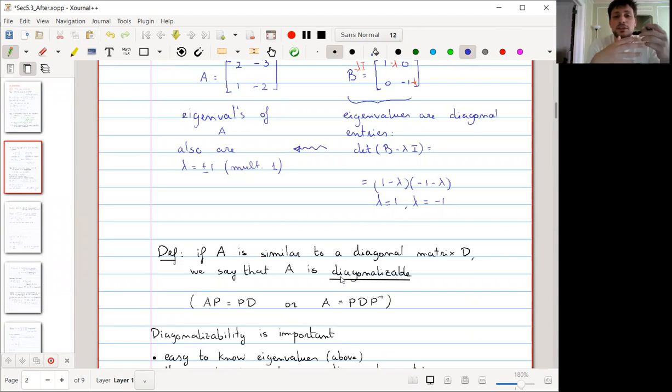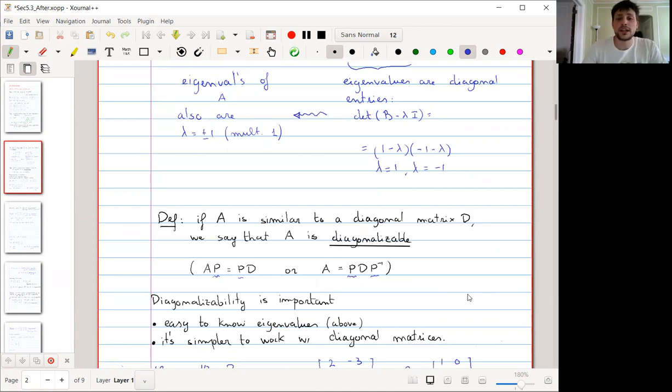Hopefully this convinced you that it's important to know when a matrix is similar to a diagonal matrix. That's such an important notion that we have a name for it. We say that A is diagonalizable when it is similar to a diagonal matrix D. So diagonalizable matrices are the ones that can be written as AP equals PD for some invertible matrix P, or A is equal to PDP inverse for an invertible matrix.